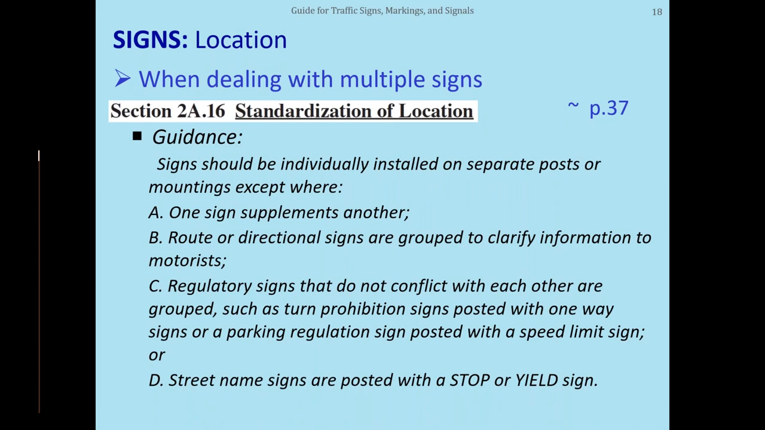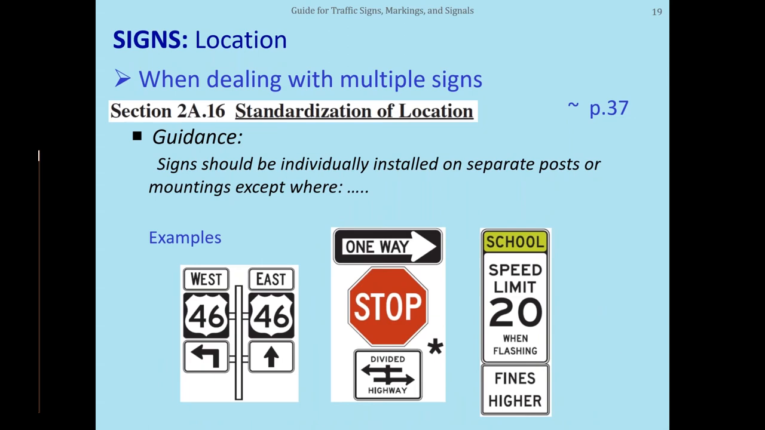Let's look at some pictures of some of these exceptions. Situations where mounting a number of signs together actually makes sense and better communicates with the driver. One that I haven't shown here, but it is a good one. Street name signs on top of the stop sign is often a good place to put the street name signs.